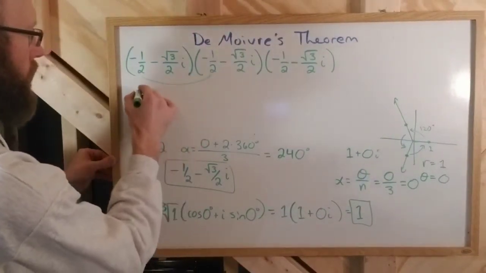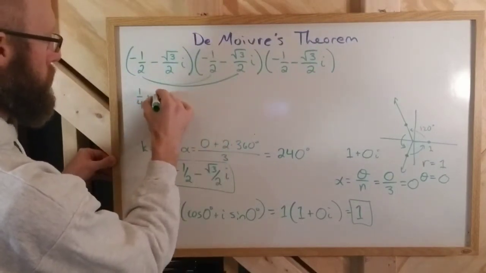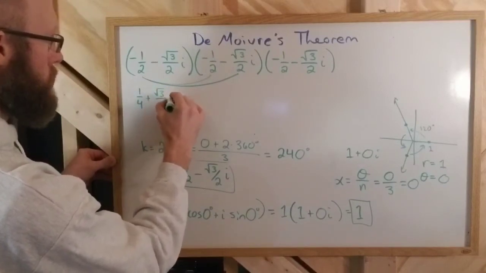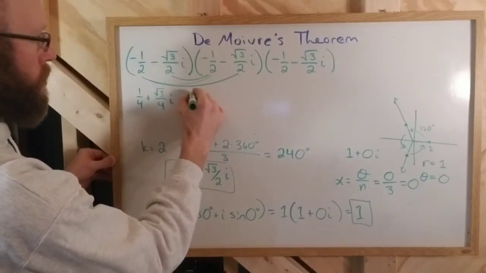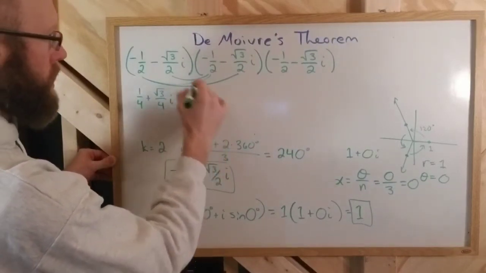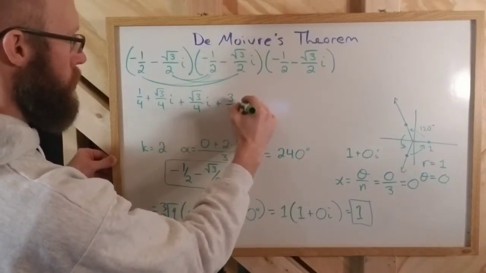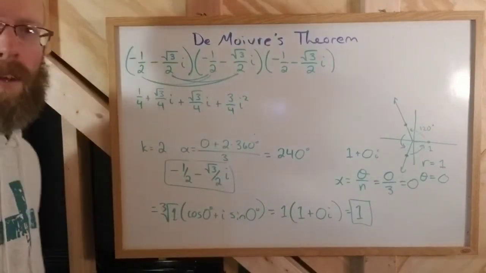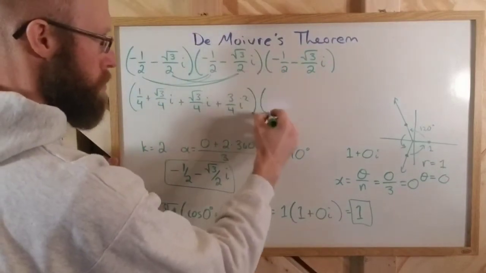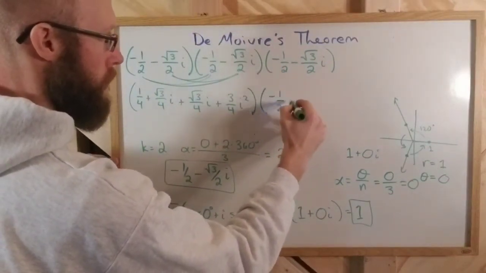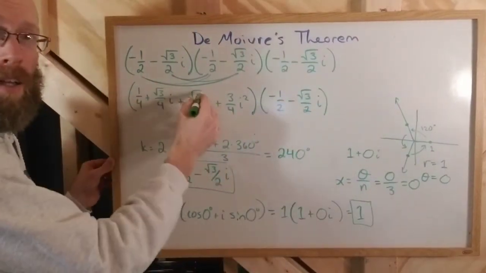Negative 1/2 times negative 1/2 is positive 1/4. Then here we'd have a positive √3 over 4 times i. Then here I have a positive √3 over 4 times i again. And here I have a positive 3/4 i squared. Right? When I multiply those out, all of that is going to still be multiplied by my other one, which we'll do in a moment. But I've got to simplify in here first.